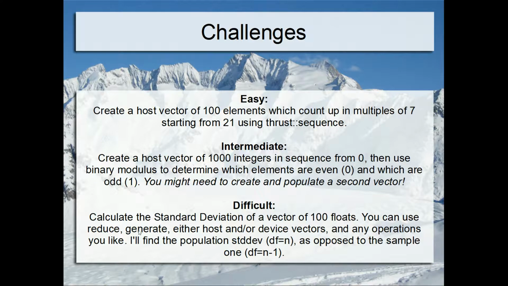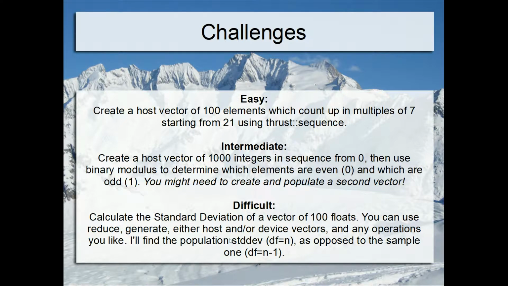And you can use reduce, which we briefly looked at last time. That's going to give you the sum. You can use generate, which I don't think we've looked at at all. We might have, actually. I'm going to use generate to generate my random numbers. You can use either host or device vectors. I'm going to be using a host vector because generate's easy with a host vector. And any operations you like, so the operations that we've been through so far today.